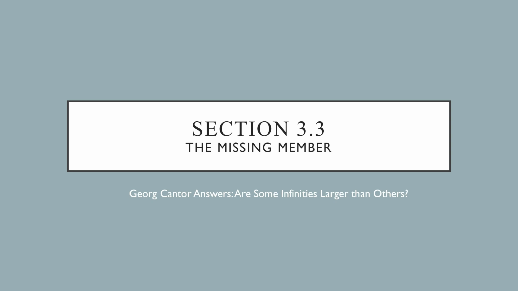Hi class, in this video we're going to move into section 3.3, which is about the missing member. There's a mathematician named George Cantor, and he answers the question: are some infinities larger than others? That doesn't really make much sense initially, right? Because if something goes on forever and we're talking about something else that goes on forever, how could one be bigger than the other? Okay.